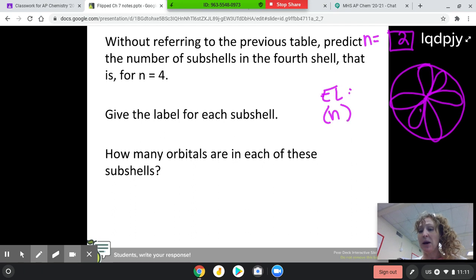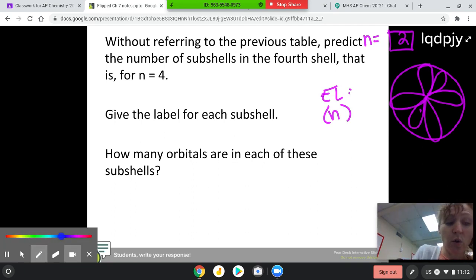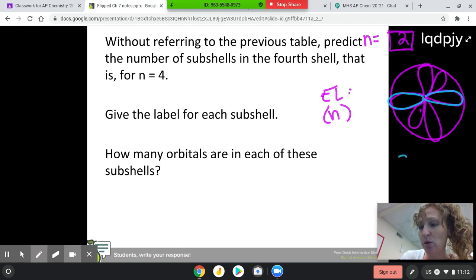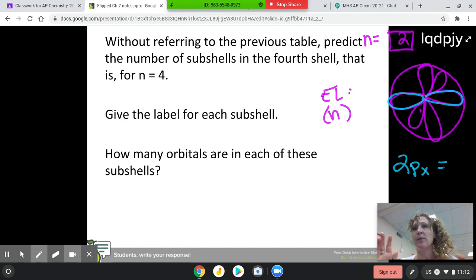If I'm talking about 1 orbital, I'm talking about a specific energy level, specific shape, specific orientation. So 1 orbital would be like 2px. 2px equals 1 orbital, which can hold 2 electrons. So if you're talking about an orbital, you're talking about an area of space that can be occupied by at a maximum 2 electrons.